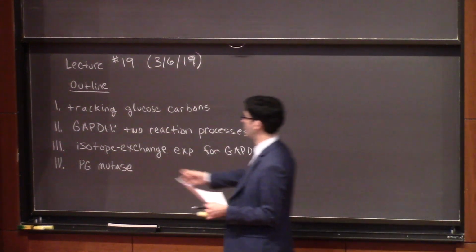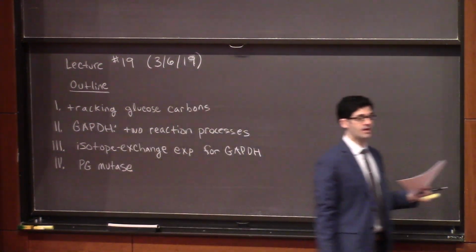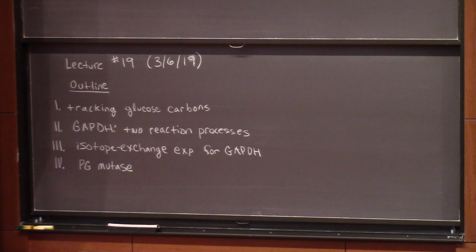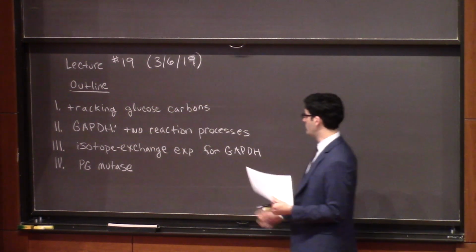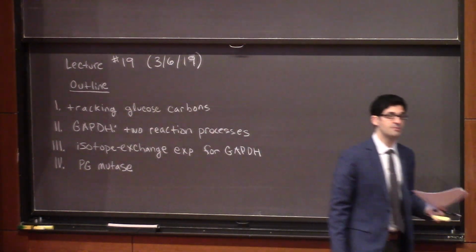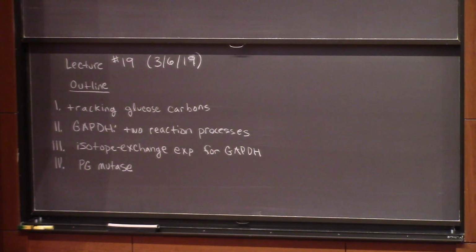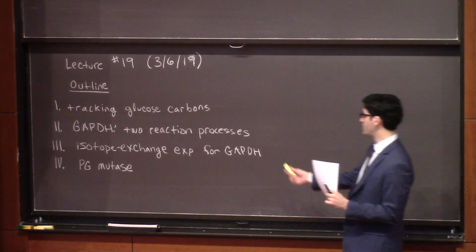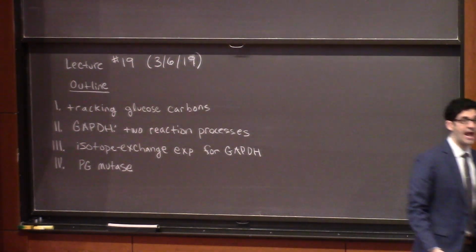So then we're going to go ahead and move forward with GAPDH, which is going to be the first reaction in the so-called payoff phase of glycolysis. Remember, that's when we're going to reap the benefits of the ATP that we invested in the early stages of glycolysis. Then we're going to talk about a specific experimental design called the isotope exchange experiment. And that's going to tell us about the nature of the GAPDH reaction.